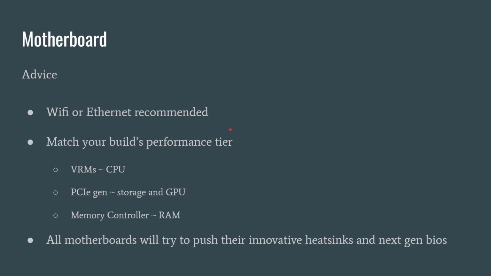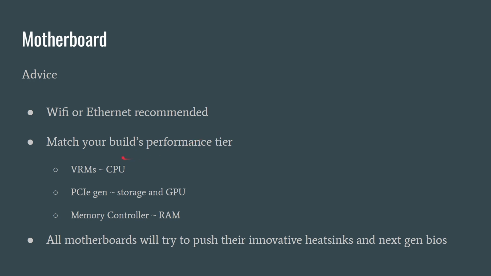So yeah, like I already kind of talked about this, but my advice: Wi-Fi or Ethernet is recommended. Match your build performance tier. I'm gonna say this again. Don't buy a very expensive CPU and GPU just to get like a $50 motherboard. That is just the worst thing you can do, because the motherboard really is like the chassis and the base of your computer, and you're gonna want to match the quality of your other components.